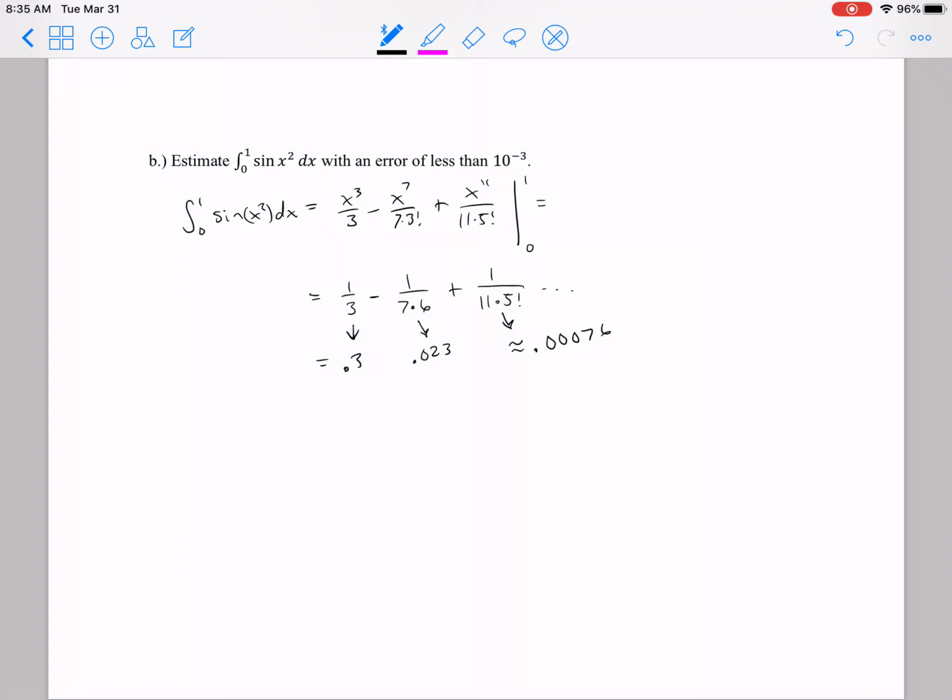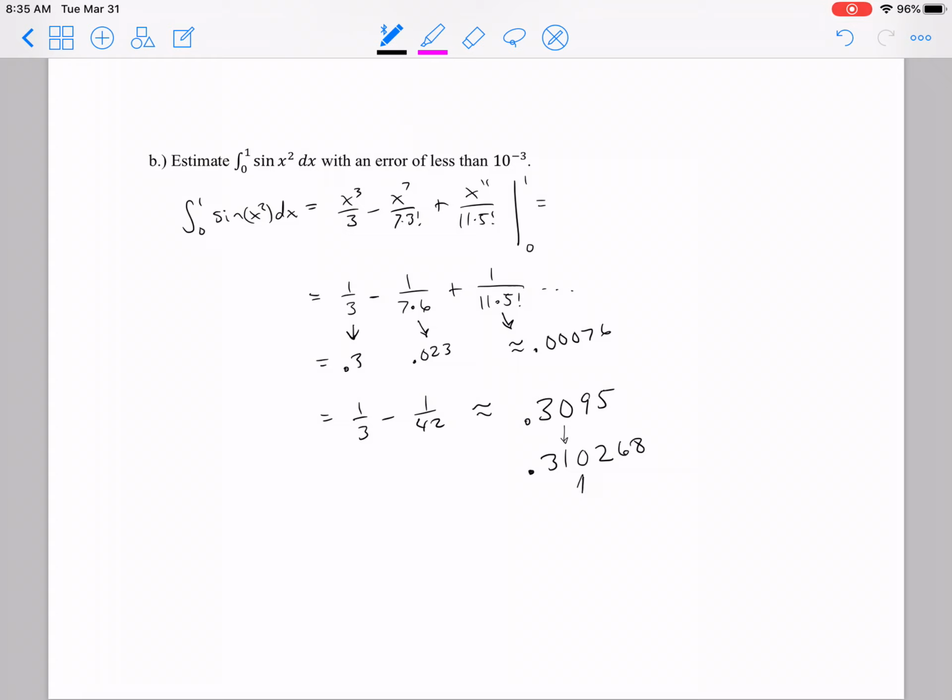We don't really need to include anything after that, because from that point on, they just keep getting smaller and smaller. And so we can come up with essentially our answer being 1/3 minus 1 over 42, because that's the 7 times 6. And that'll give us about 0.3095. Now the actual value that Wolfram Alpha gives me when I looked it up is 0.31028. So we're pretty close. I know this one's a little off, but if it rounds, it'd be 0.31 for both of them.